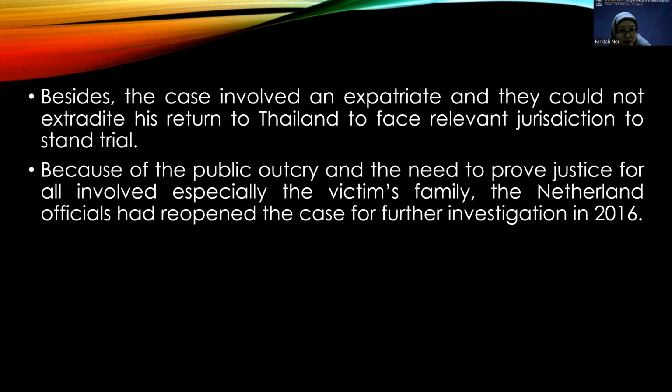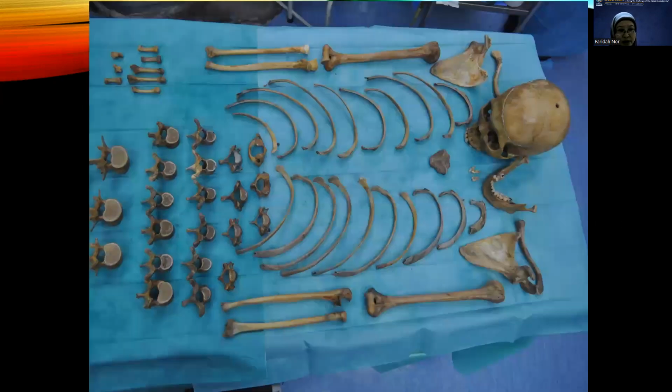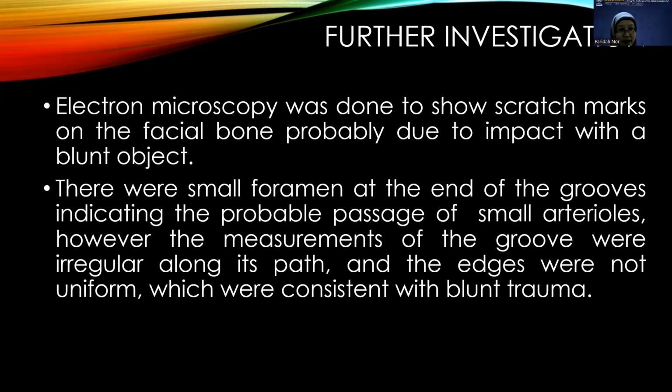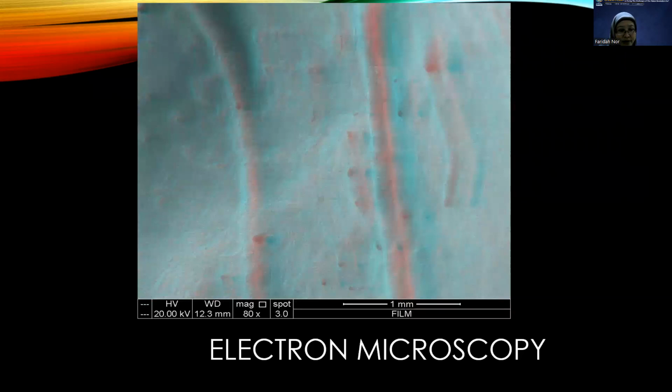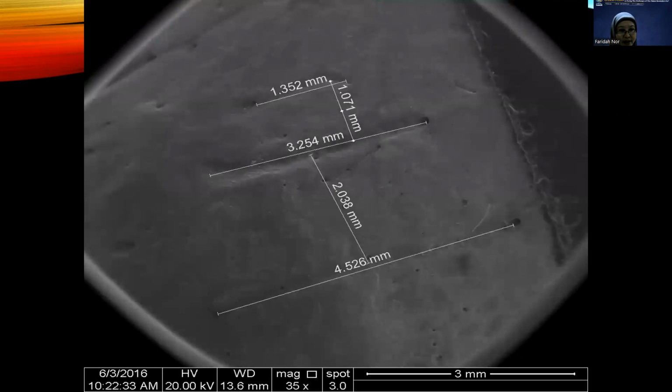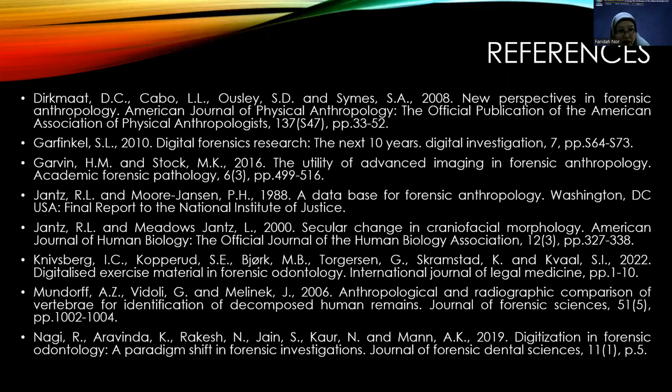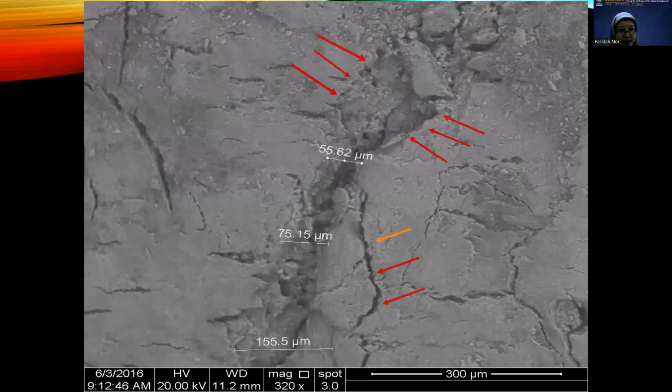This is the skeletal remains that we got from the Perak exhumation. After undergoing CT scan and further examination under electron microscopy, it reveals scratch marks on the skull bone. And these are the measurements taken on each of the furrows. On close examination, we can see some cracks alongside the furrows, which actually indicates some trauma to the bone beforehand.